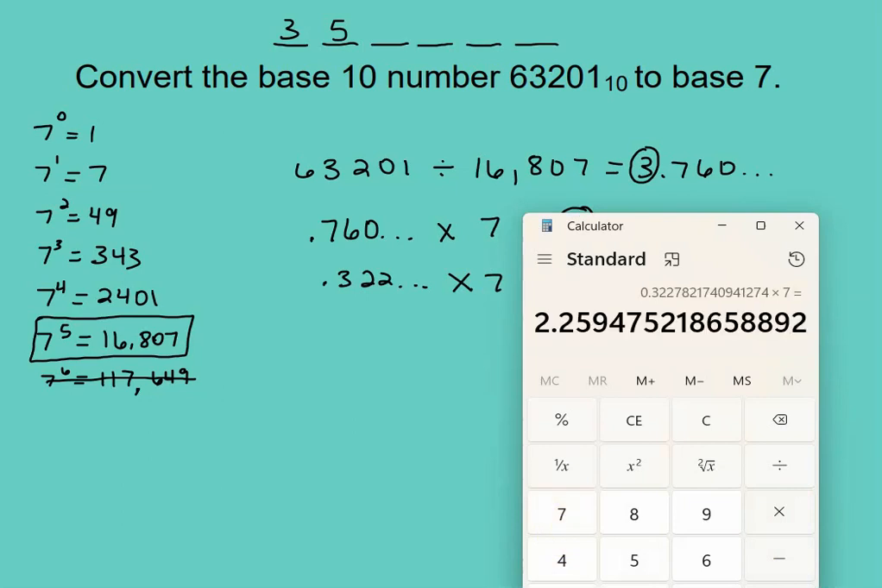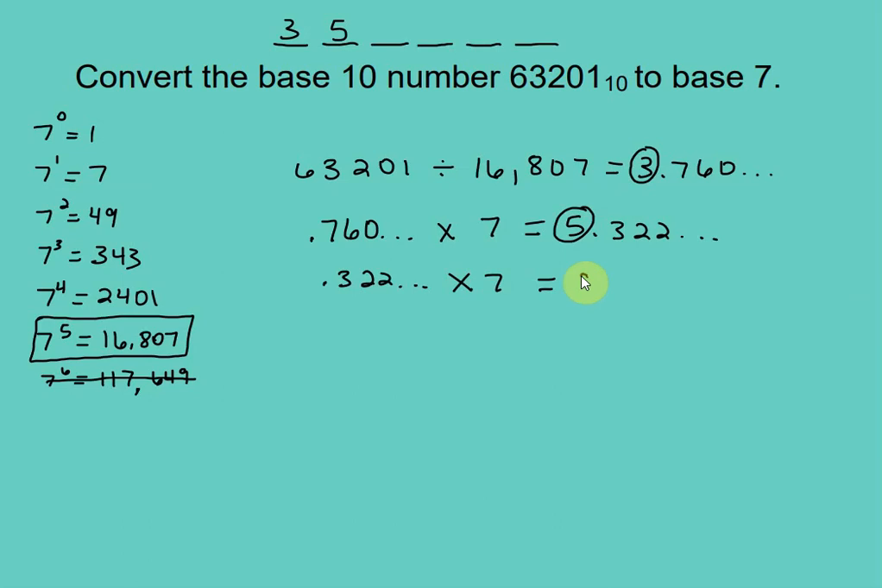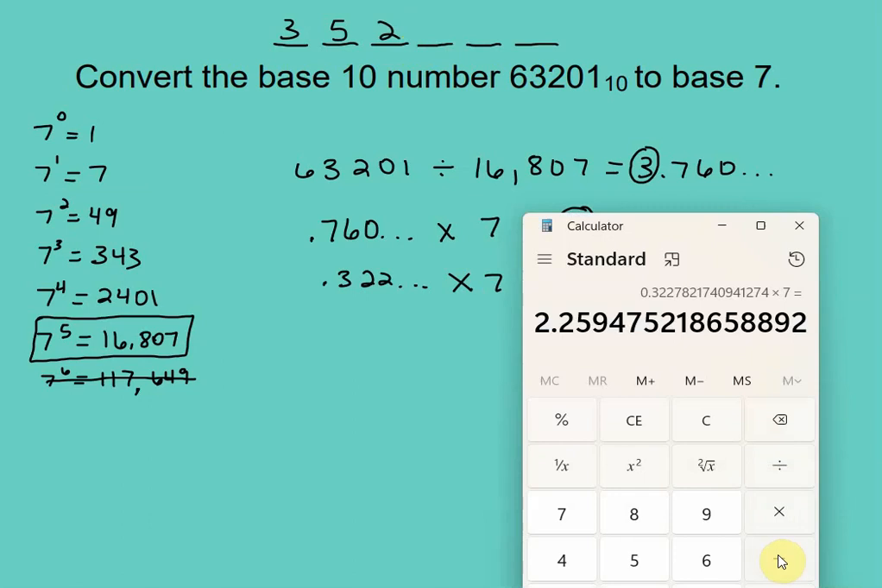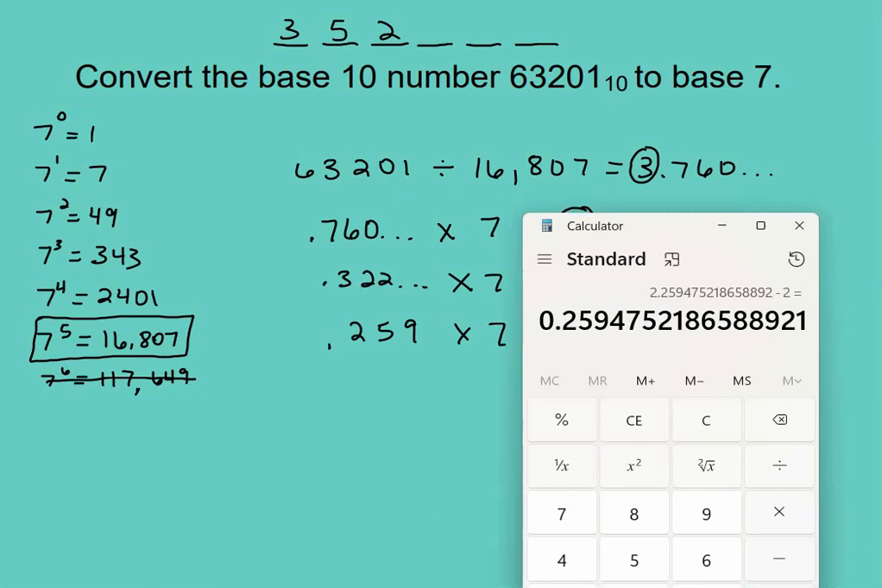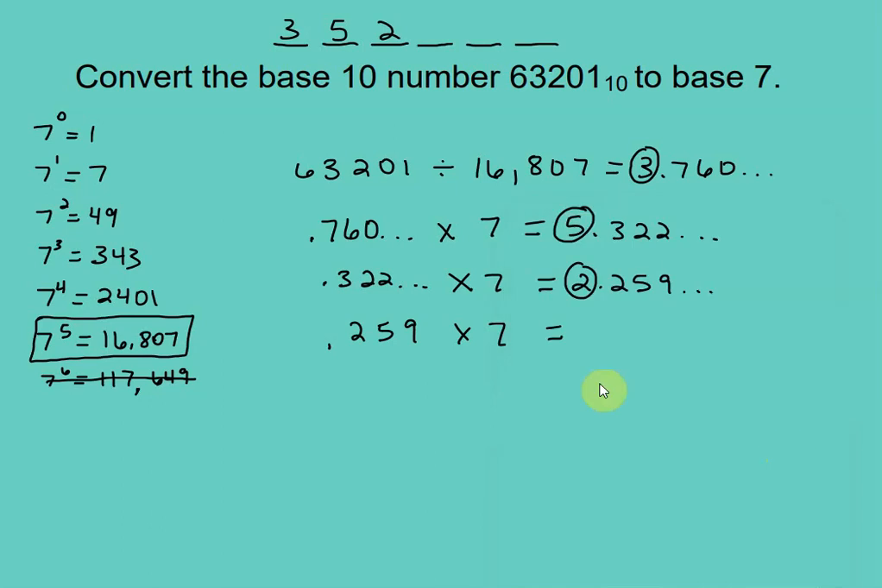And I get 2.259. All right, so my next digit is a 2. Okay, I'm going to write 0.259 times 7. And I have 1.816.